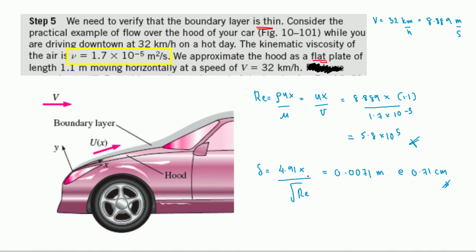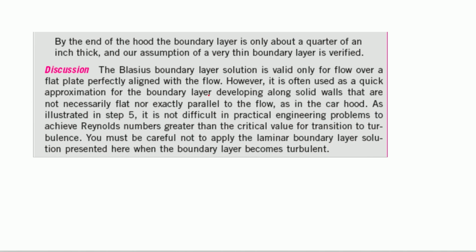Then we continue with the boundary layer thickness. From the equation, the boundary layer thickness is given here as 4.91 x over square root of Reynolds number. I put the Reynolds number into this equation and get a boundary layer thickness of 0.71 centimeter, and it is so thin. By the end of the hood, the boundary layer is only about a quarter of an inch thick, and our assumption of a very thin boundary layer is verified. Thank you.